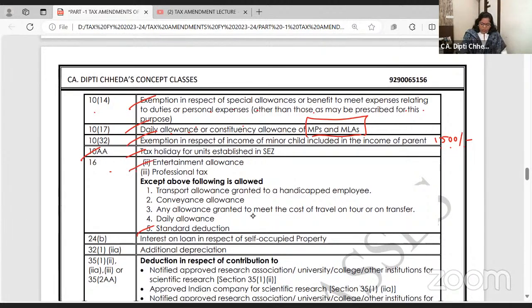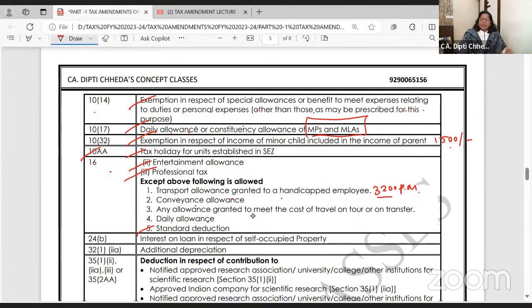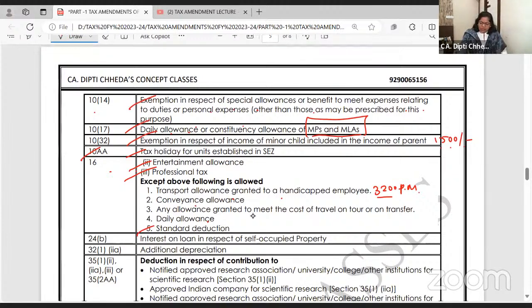What is not allowed? Entertainment allowance exemption for government employees is given, that will not be available. Profession tax deduction you cannot claim. But yes, transport allowance for handicapped, it's like 3,200 per month. If a person is handicapped and he is getting transport allowance, he can claim that exemption. Conveyance allowance to and fro office is exempt. Daily allowance is normally exempt. It's not exempt only for MPs and MLAs.